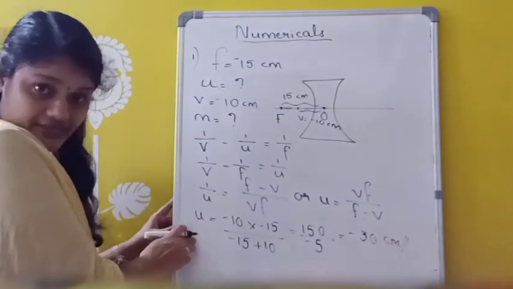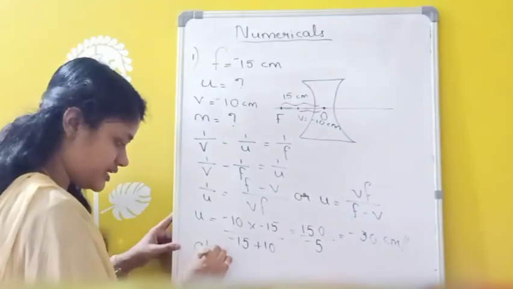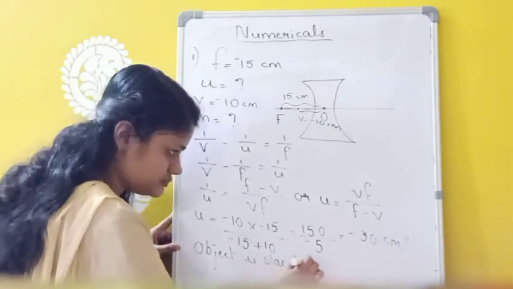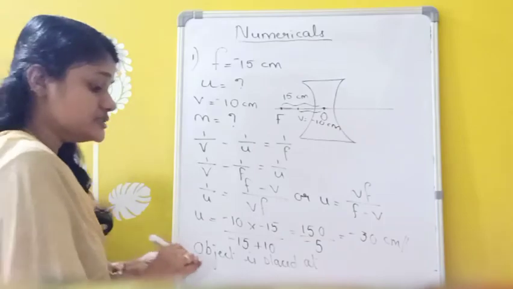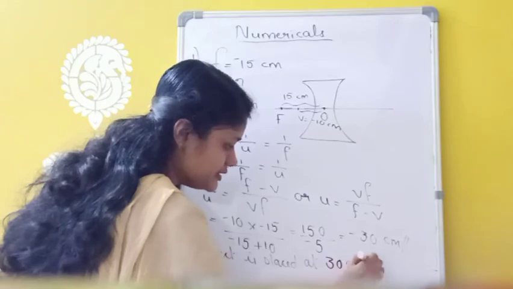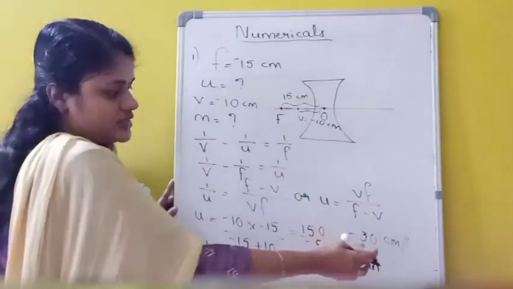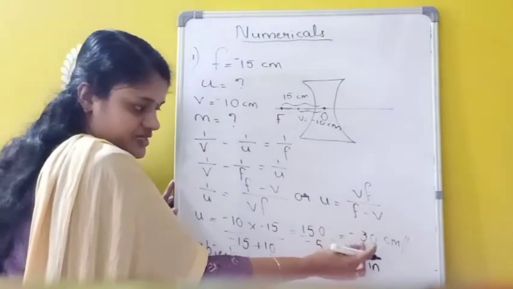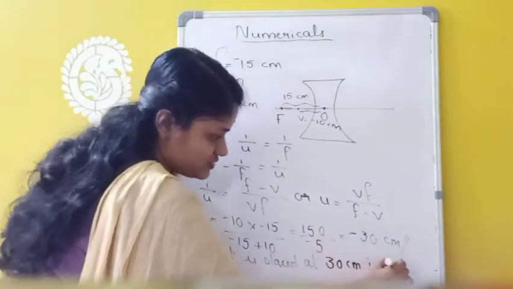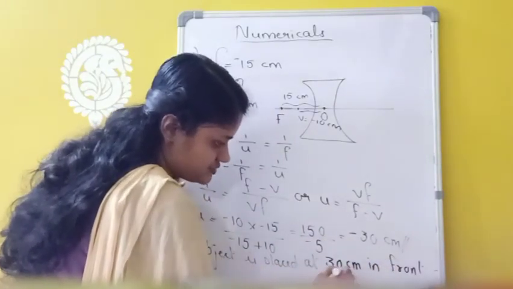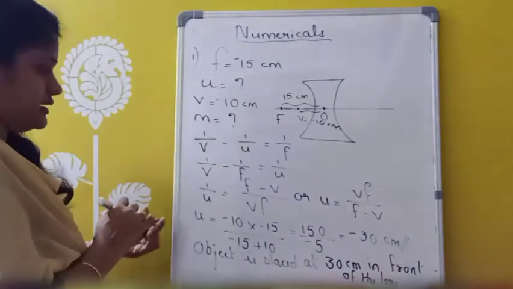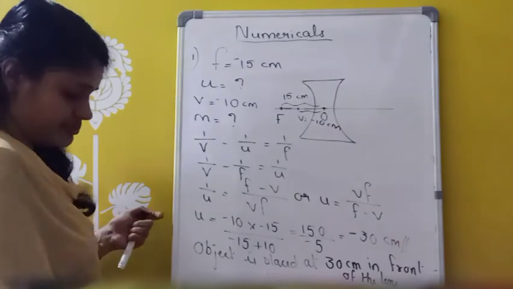So we can say that this object is placed at how much distance? 30 centimeter. 30 centimeter in front or back side? In front only. So object we are always placing on the front side, because here we are getting minus. This minus indicates distance must be on the left hand side. So this is 30 centimeter in front of the lens. Okay. Now again what we have to find out? So we have to find the magnification.